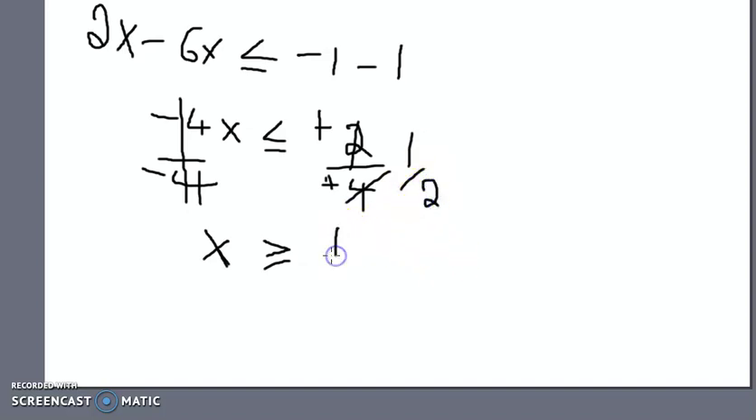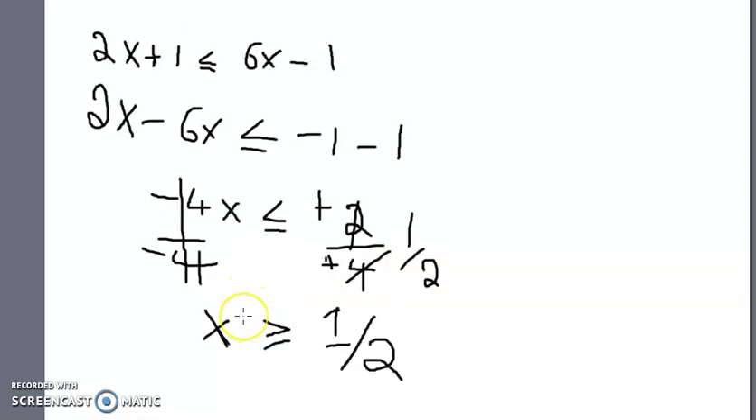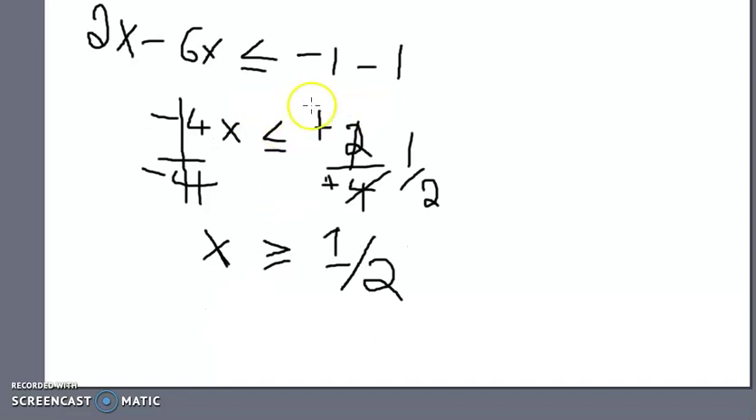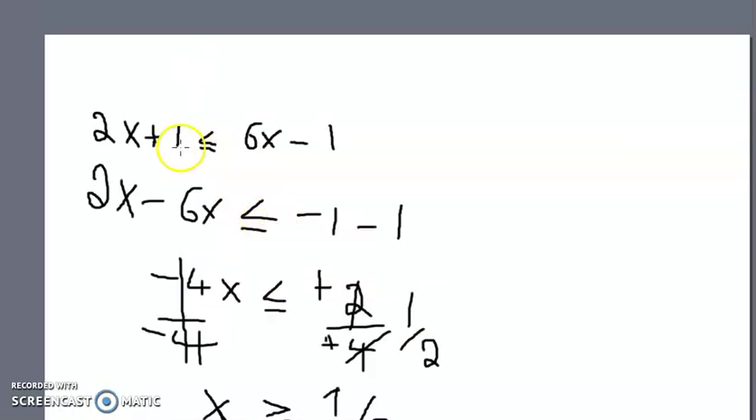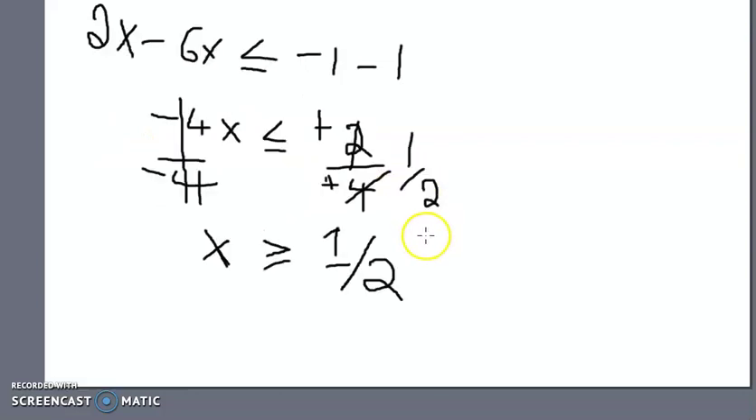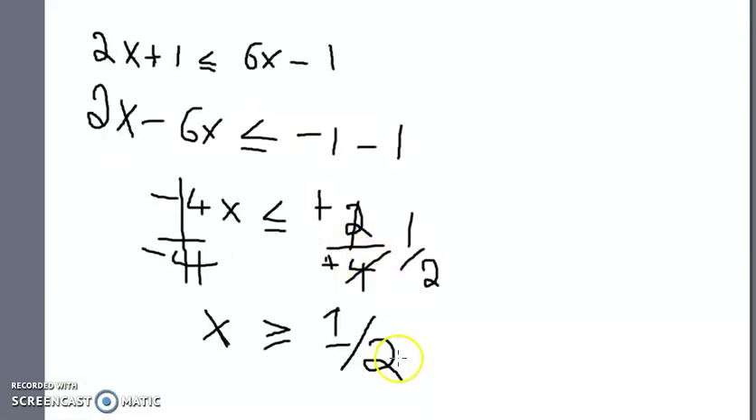So now we say our answer is x greater than or equal to a half. What does this mean? It means that all real numbers that are greater than a half are the answers for this inequality, because all the real numbers greater than a half will be suitable for being the value of x. I think you understand the point there. So this is how we solve an inequality.